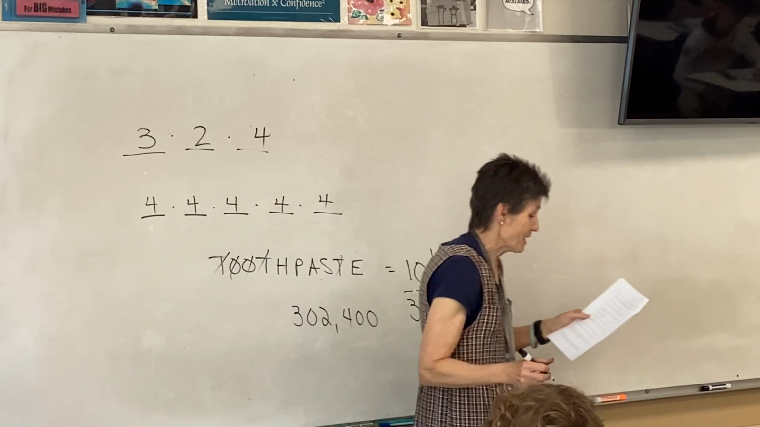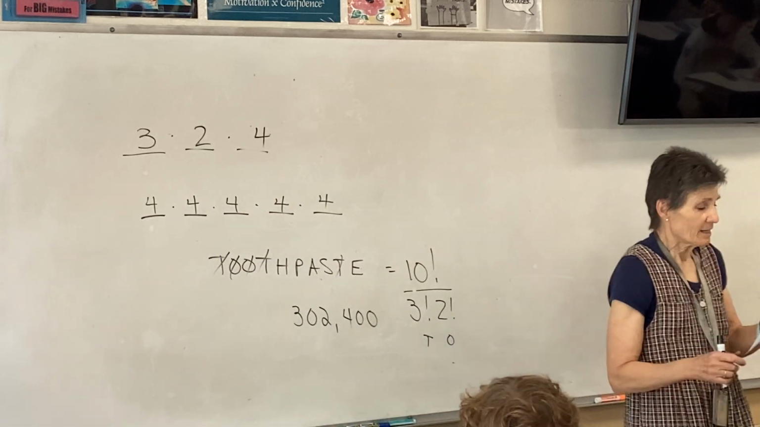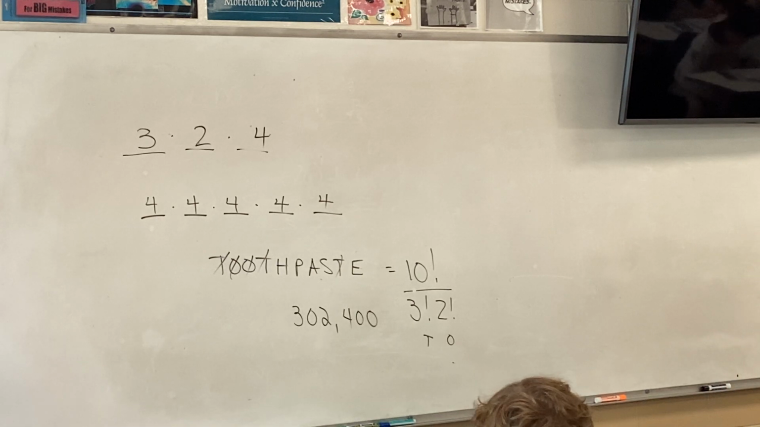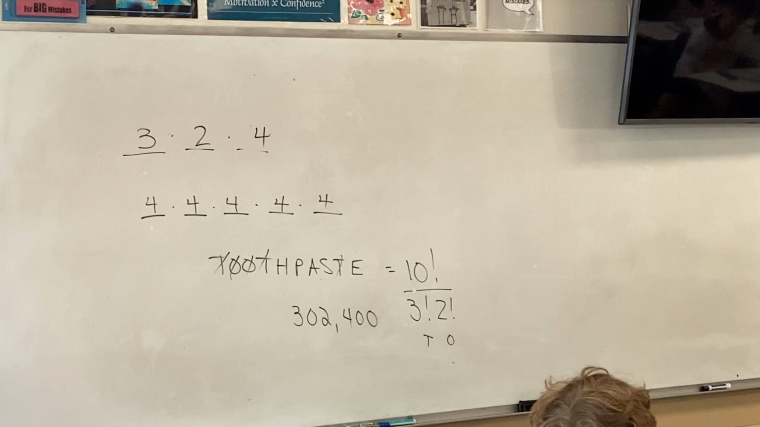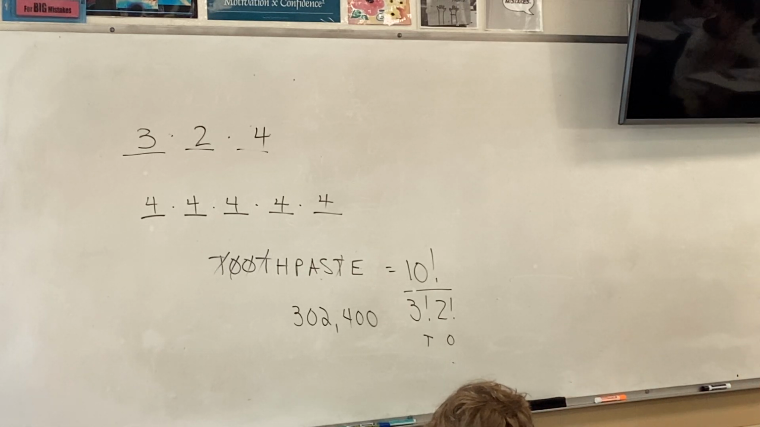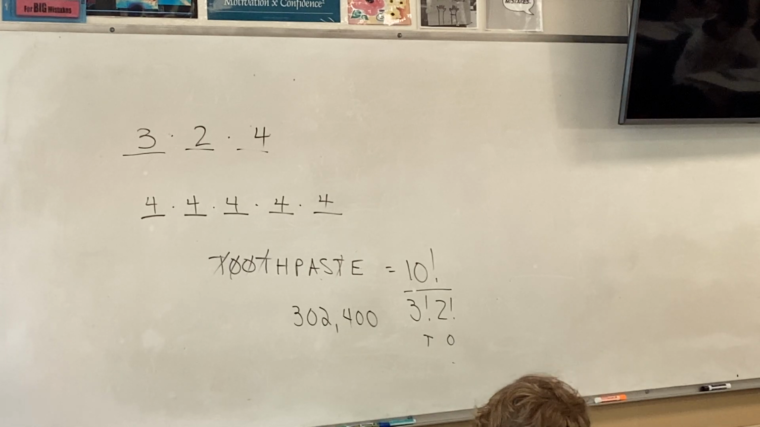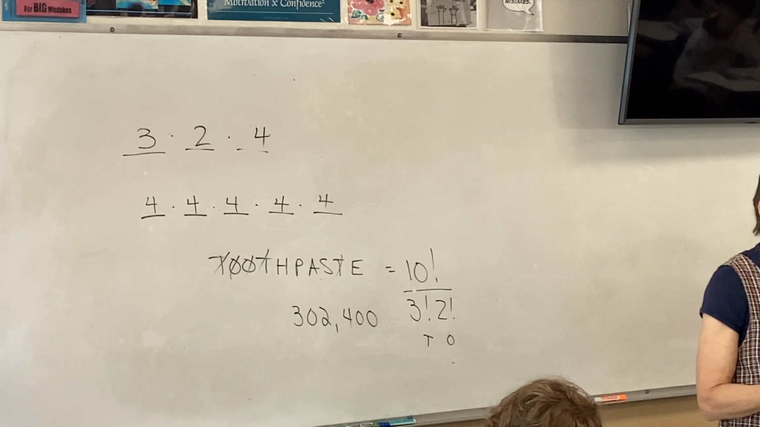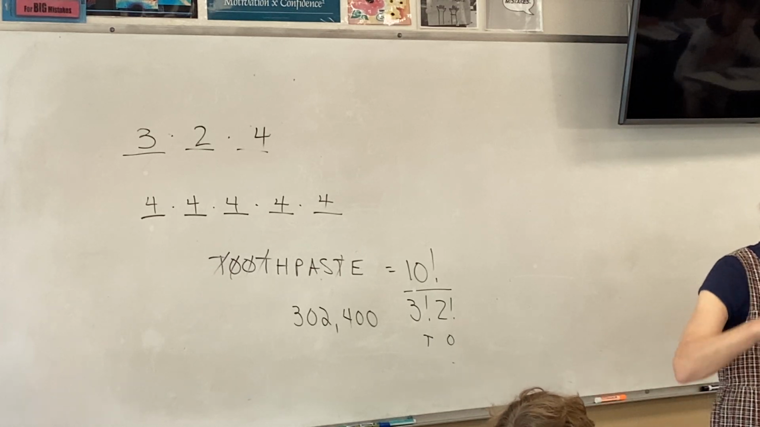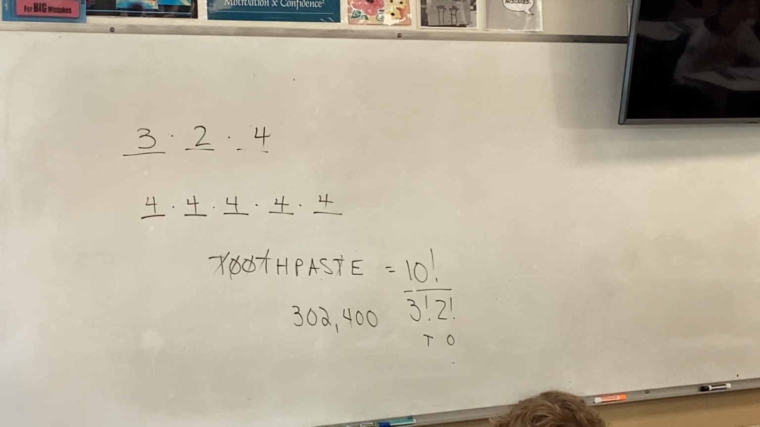Number 6. How many ways can 5 people be seated around the dining room table? 4 factorial. Because when you seat 5 people in a row, it's 5 factorial. But when you put them in a circle, it's 1 less, 4 factorial. 24. Because of rotations, we explained that one day.